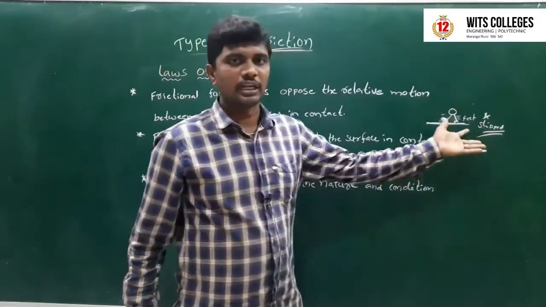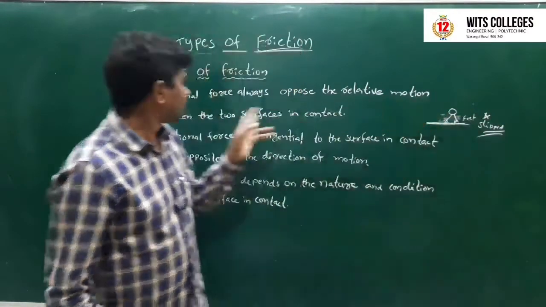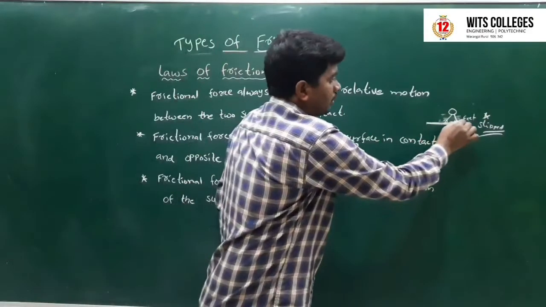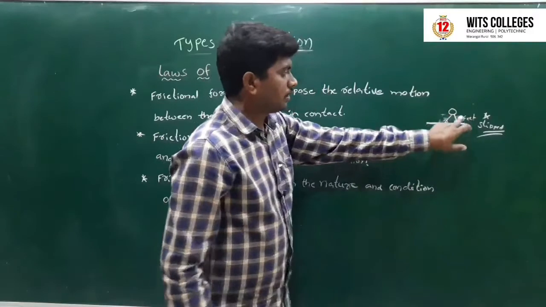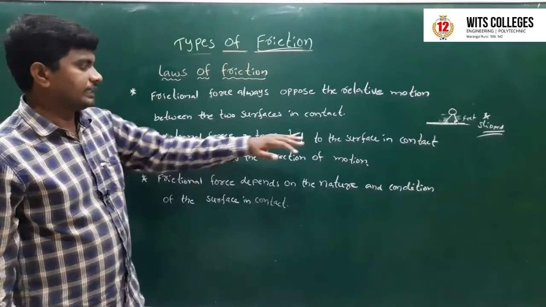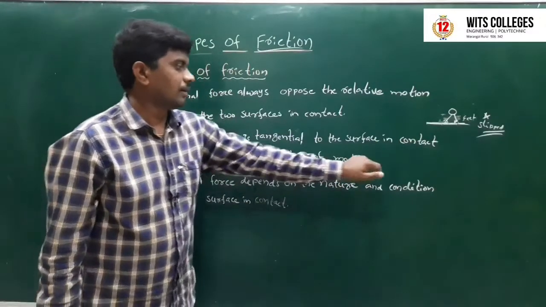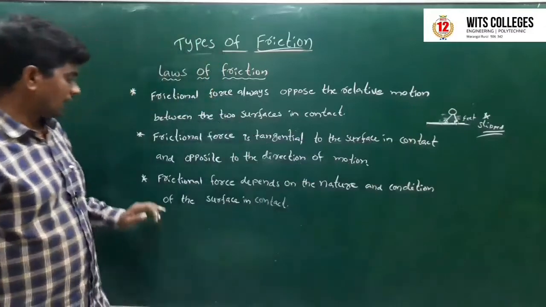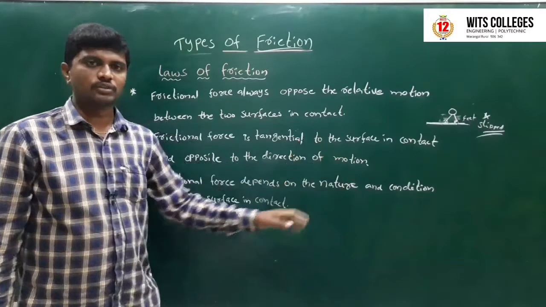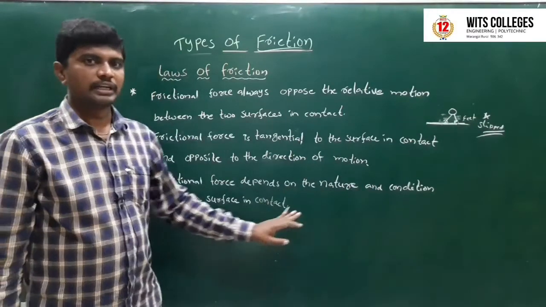I am giving more examples of friction. The frictional force always opposes relative motion, here between the floor and the feet. Next, the frictional force is tangential to the surface in contact and opposite to the direction of motion. Third, the frictional force depends on the nature and condition of the surfaces in contact.